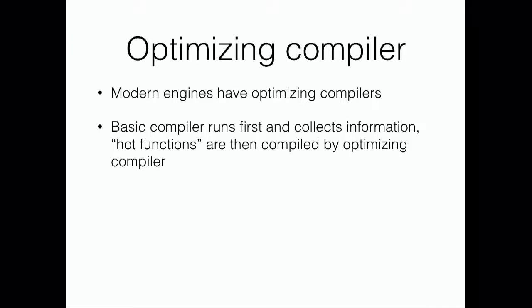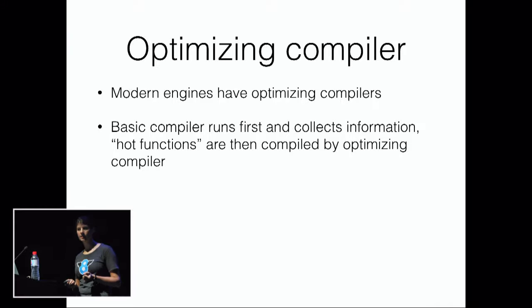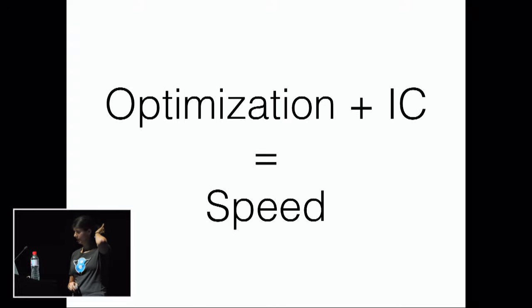But after a while, the basic compiler says, well, this function here, that is executed all the time, we should really speed this up into better machine code. So the optimizing compiler takes over and recompiles a so-called hot function into better machine code. So you have more work because you have to recompile again, but you get much, much faster code. So when you run it a lot, it's worth it. And so if you combine optimization with these inline caches, that's where you get a big, big jump in speed.